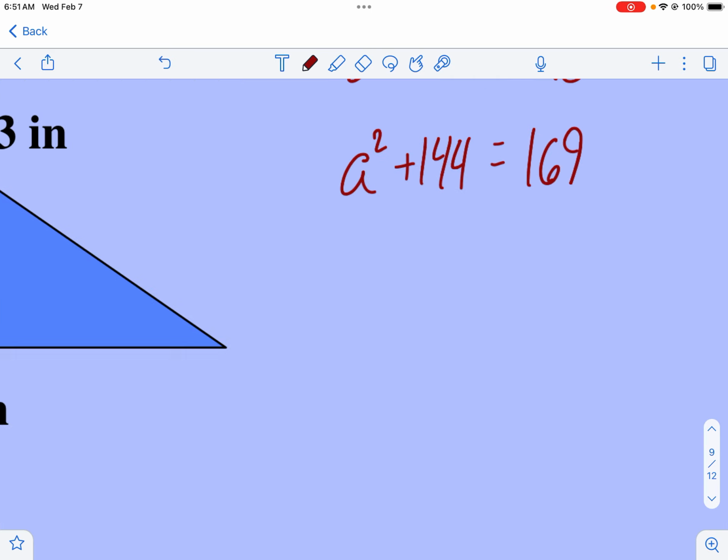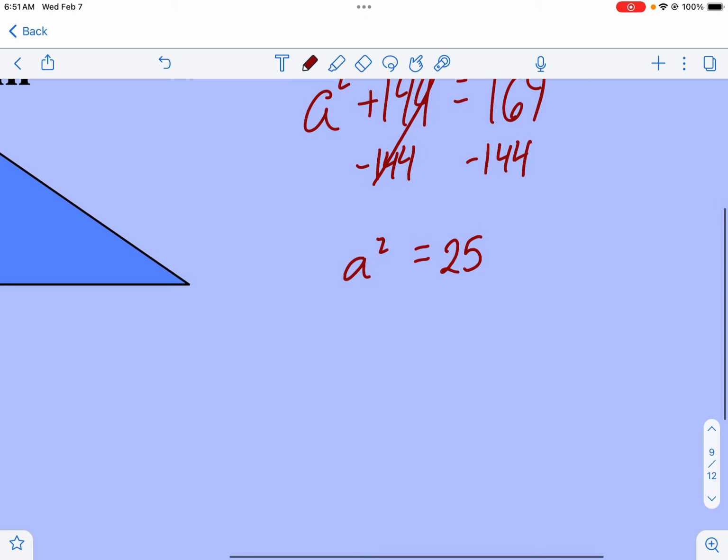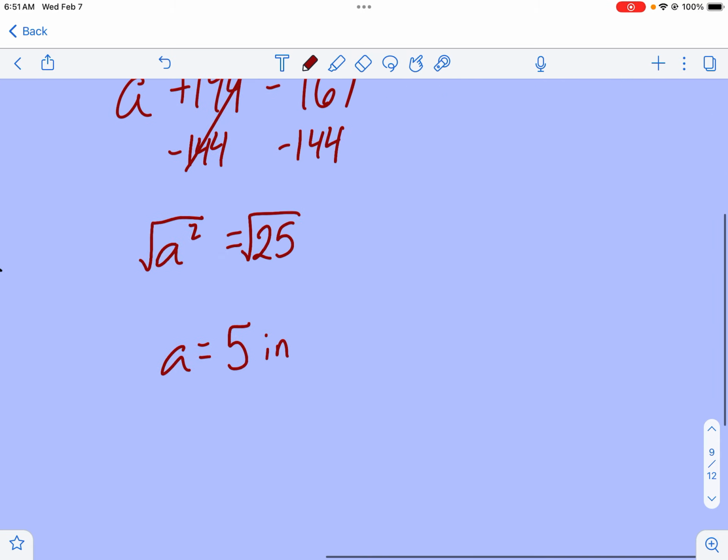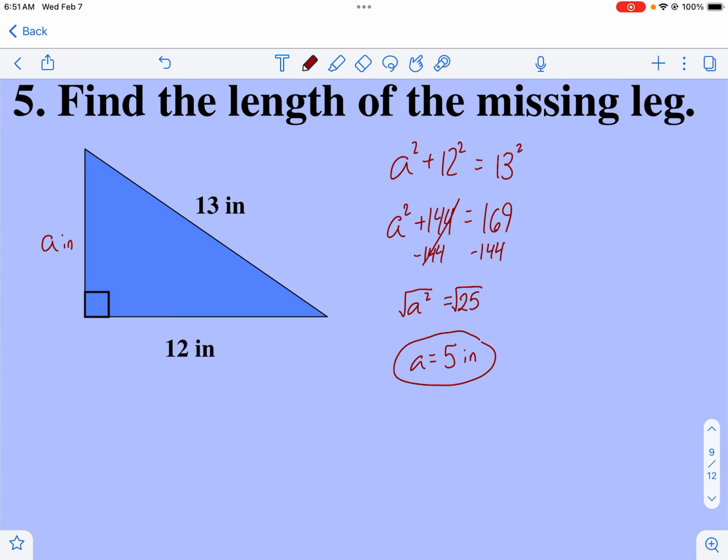And I'm going to combine my like terms across the equal sign. So 169 minus 144 is 25. A squared equals 25. Take the square root of both sides. I know that 25 is a perfect square. That's going to give me 5 for that value, and my label is inches, 5 inches for that value.